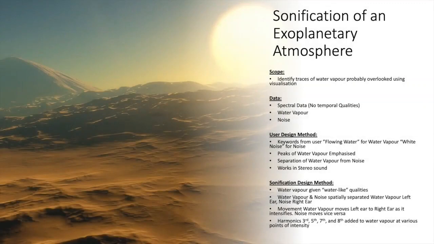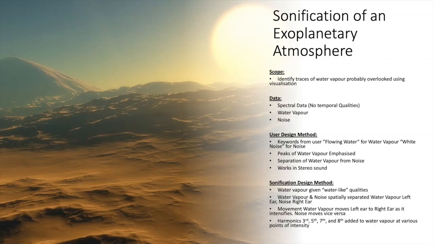So this sonification was created to help an astronomer to identify traces of water vapor that were probably unnoticed when using visual graphs. This was a spectral data set which consisted of water vapor signal and noise. The astronomer described the water vapor like flowing water and the noise like white noise. These aspects were integrated into the sonification design.